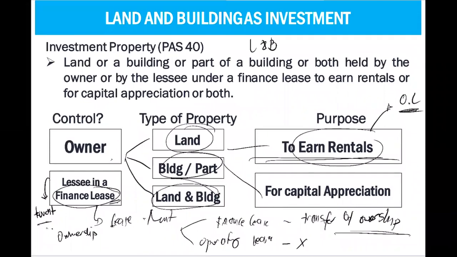Okay, so for example, I own a building and I lease a part of the building to A under a finance lease. So I am the owner of a building. I lease a part of the building to A. So let's say fourth floor, nilease ko kay A under a finance lease. Question, control owner? Yes. Type of property? Building.